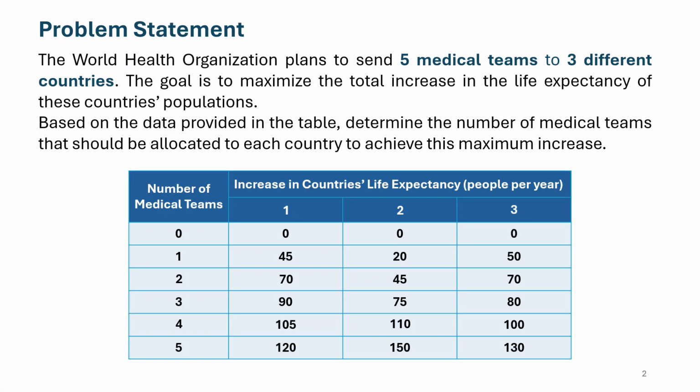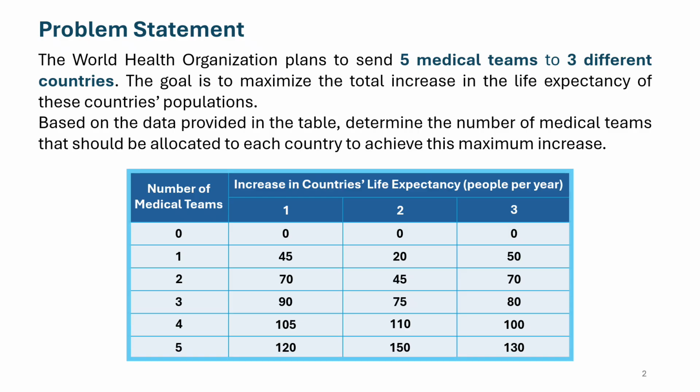Let's now define the problem we aim to solve. The World Health Organization plans to send 5 medical teams to 3 different countries. Our objective is to determine how many teams should be allocated to each country to maximize the total increase in life expectancy across all 3 nations. To make this decision, we are provided with the data in this table.